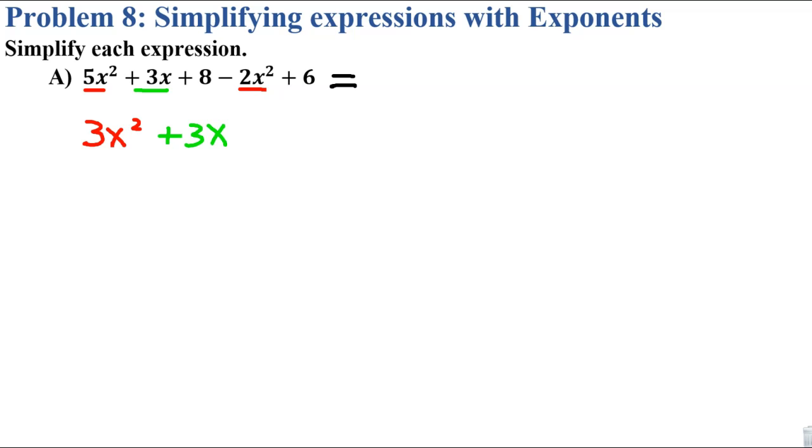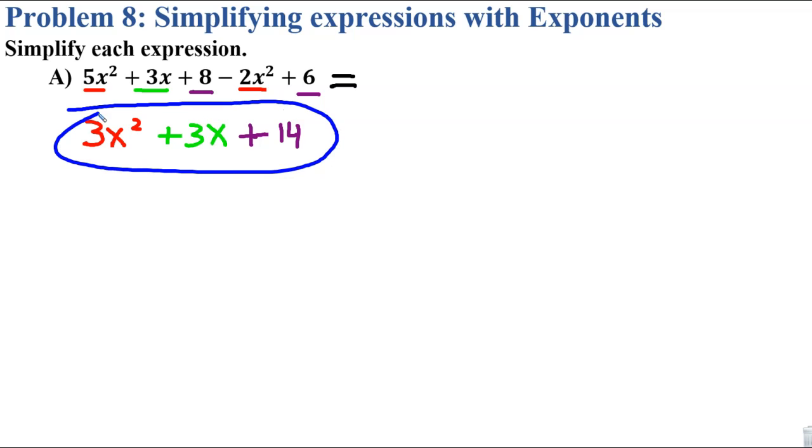And then the last step I can do is combine my constant terms. I've got a positive 8 and a positive 6. 8 plus 6 is going to be 14. And that's going to be as simple as I can make this one. Again, I can combine the variables if they have the same exponents on them. I can't combine them if they don't have the same exponents.